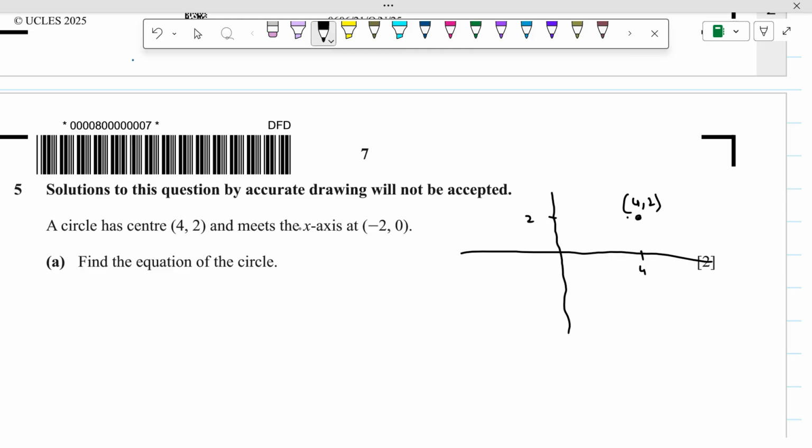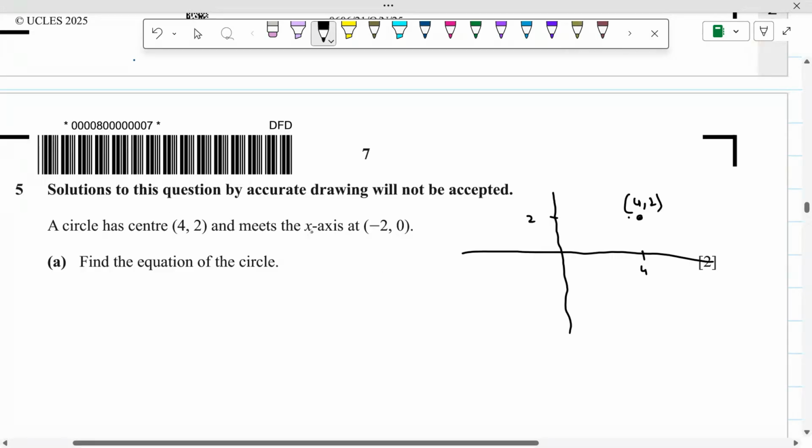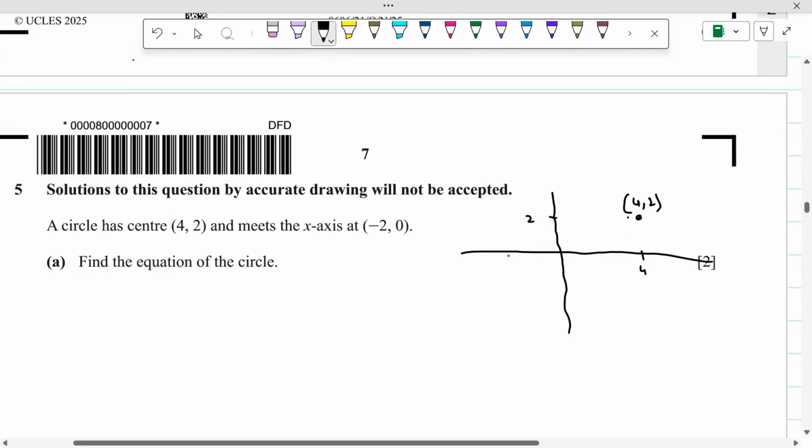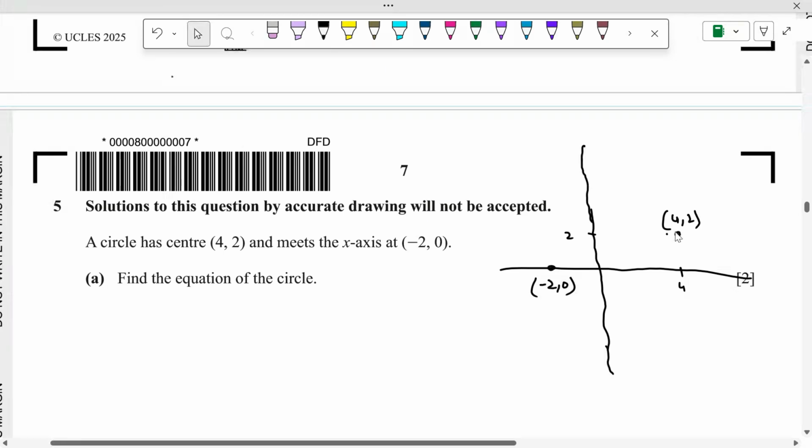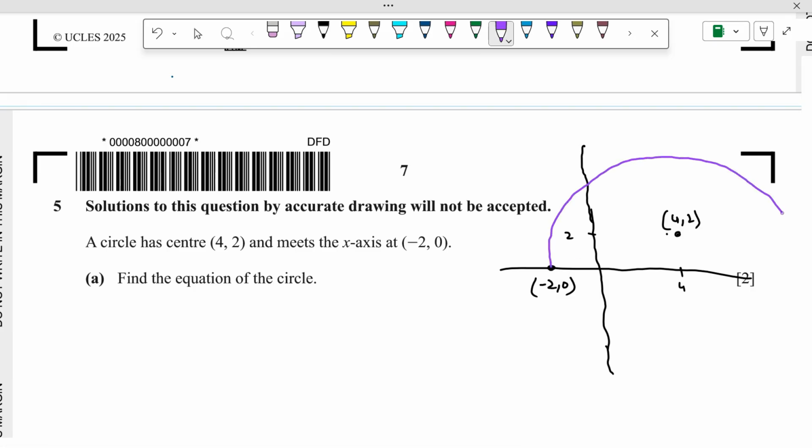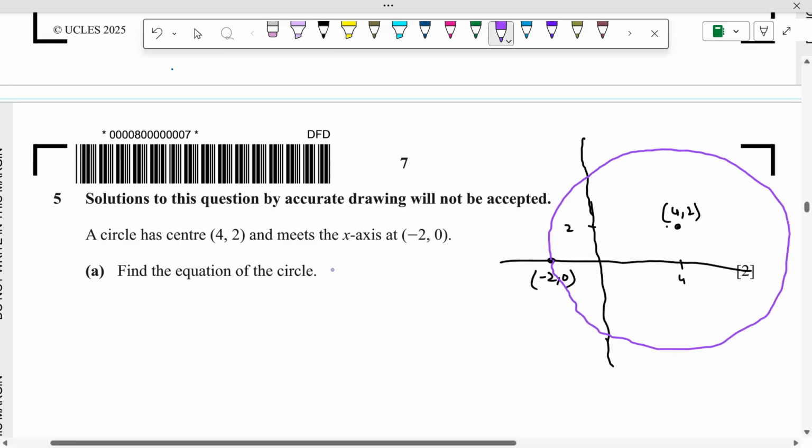And this circle meets the x-axis at (-2, 0). This one is negative 2 and 0. This point is passing through the circle, so the circle will be like this one. Find the equation of the circle.